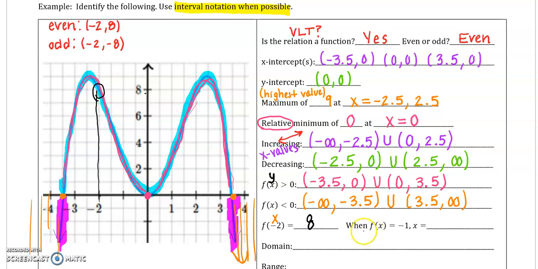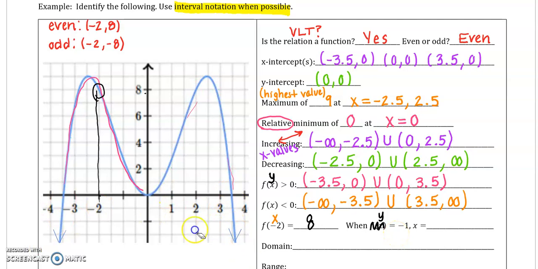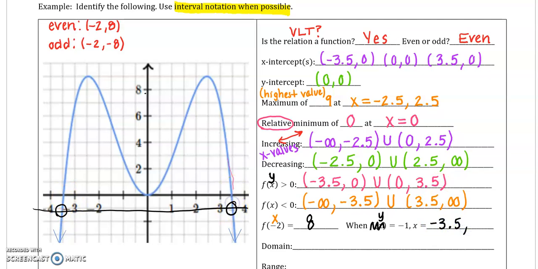Now let's look at the opposite. It says when f(x) equals negative 1, what is our x value? If you want to think about it differently, they're saying when your y value is negative 1, what is your x value? I'm going to erase some of this. Here's where my y value is negative 1. Here's where it intersects my graph. That intersects my graph at negative 3.5, and it also intersects at positive 3.5.